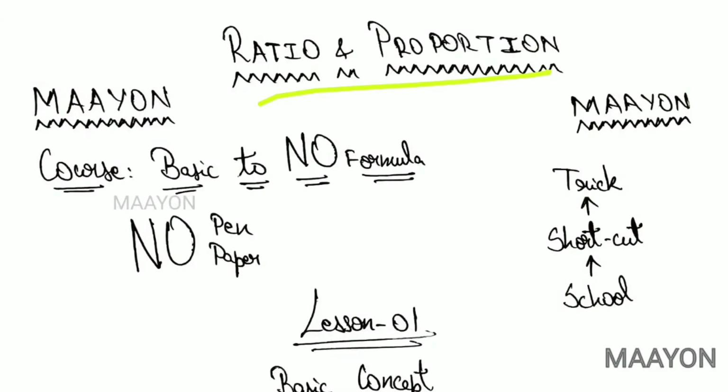Ratio and proportion. You are going to solve sums without any formula within 10 seconds by the end of this course. Basic to no formula. Before that, we are going to strengthen our basics in lesson 1. Then in lesson 2, we are going to solve sums in the school method. If you are already strong with the basics, then you can directly go to lesson 3 where we would solve sums in shortcut method, which would take less than 30 seconds to solve. But I would recommend you to watch from at least lesson 2 as you could find some basic concepts that you could have missed out.